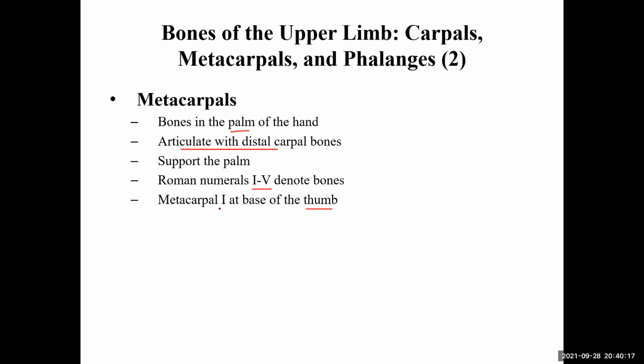So metacarpal 1 is Roman numeral number 1. Metacarpal 2, which is your index finger, will be Roman numeral number 2. Roman numeral number 3. Roman numeral number 4. And then finally, Roman numeral number 5. That's how you do the Roman numerals. So if I see metacarpal 1, I know that you're talking about the thumb. If I see metacarpal 5, I know you're on the pinky side.